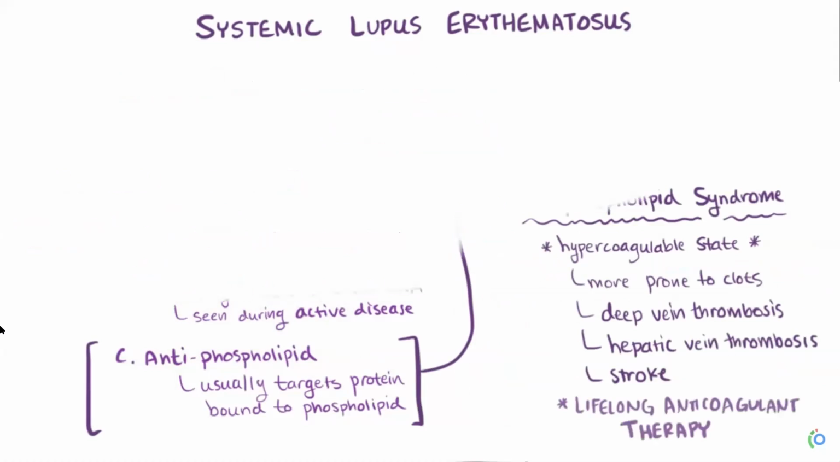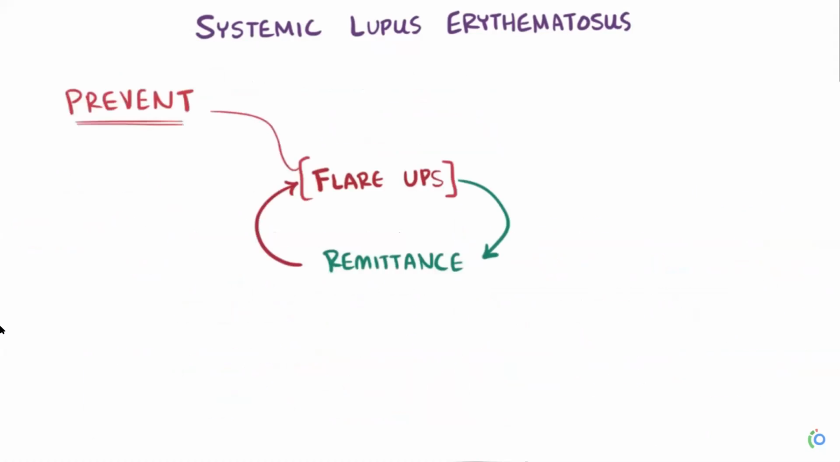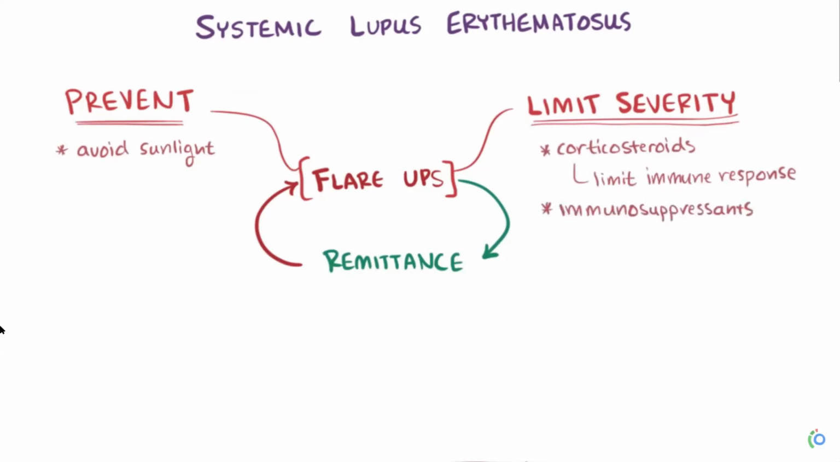So, lupus is characterized by periods of flare-ups and periods of remittance. So, treatment is often aimed at preventing flares or limiting how severe they are when they do happen. To help prevent flares, some patients might have to avoid sunlight exposure with hats or long-sleeve clothes. To reduce severity of flares, corticosteroids might be used to help limit the immune response. And finally, if symptoms are really severe, certain immunosuppressive drugs might be used.